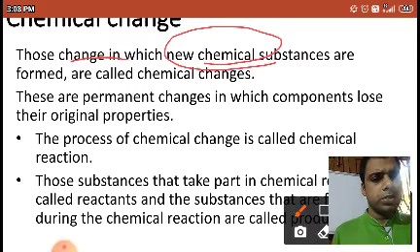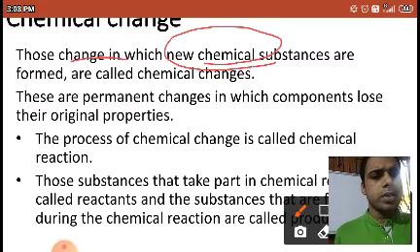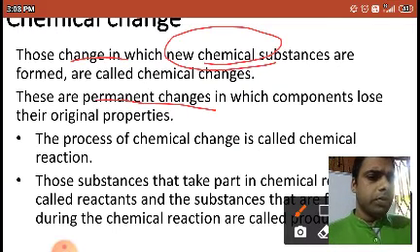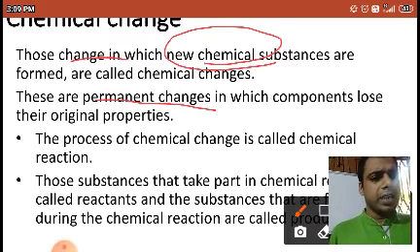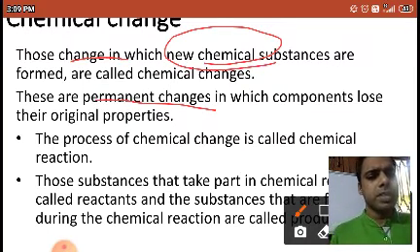If you take coal and start burning it, you will see that a new substance will form, carbon dioxide will evolve. So every time in chemical changes, some new substance forms, and here it is written clearly, these are permanent changes. If after digestion food gives some nutrient, that nutrient cannot again combine to give food. This is not possible, so it can also be called an irreversible reaction.